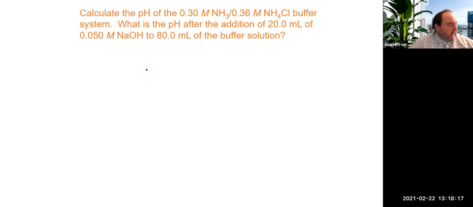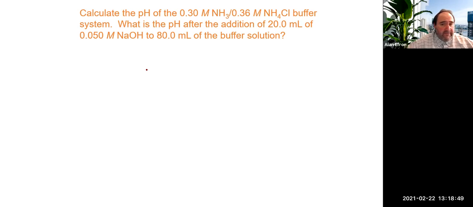So again, make sure you put here, and then for now, why don't you take a little bit of time and come up with what you think the answer is for this. There's actually two questions on this one. We want to know what is the pH of the buffer to begin with before we do anything to it. And then we want to know what the pH will be after we add, looks like 20 milliliters of sodium hydroxide in this case, to 80 milliliters of the buffer.